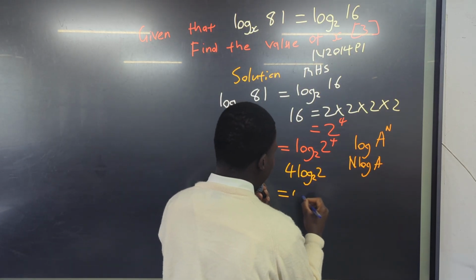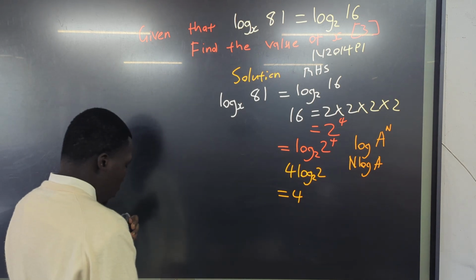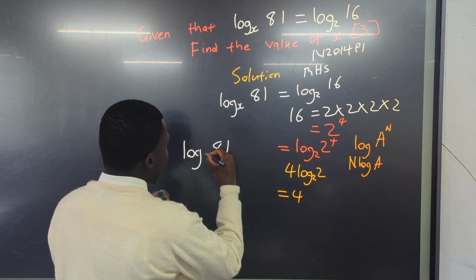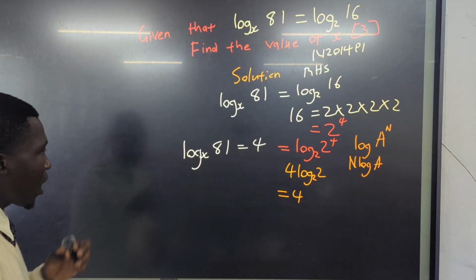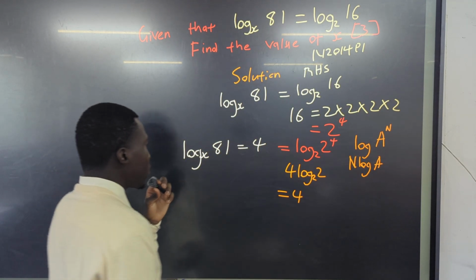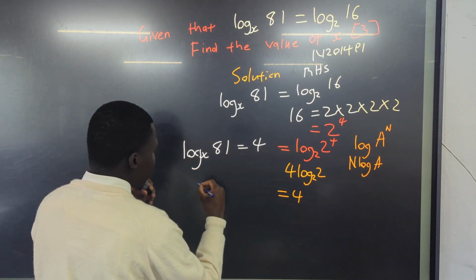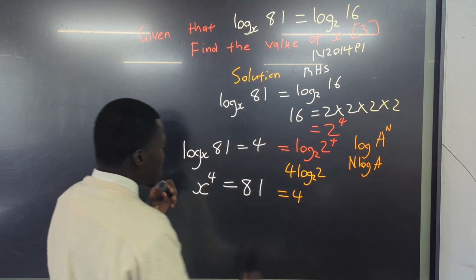So on the right hand side, we have 4, meaning the log of 81 base x is equal to 4. So now we can actually work this out. We are saying x to the power of 4 is equal to 81.